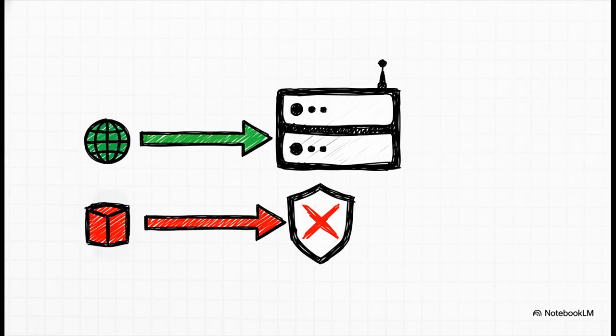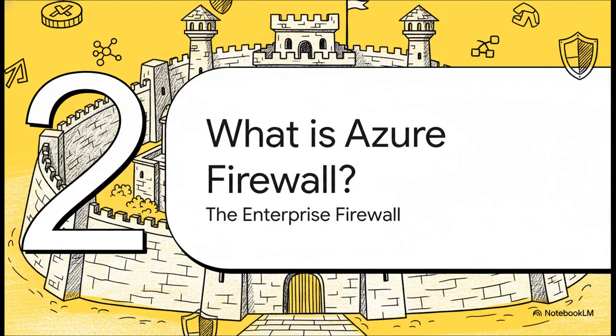And here's a perfect real-world example. Let's say you have a simple web server. You can tell your NSG, hey, you are only allowed to let in web traffic on port 80. Anything else? Block it immediately. It's simple, it's effective, and it's straight to the point.